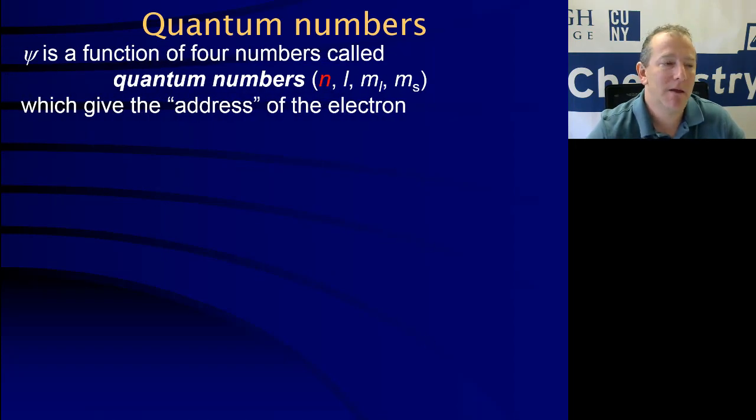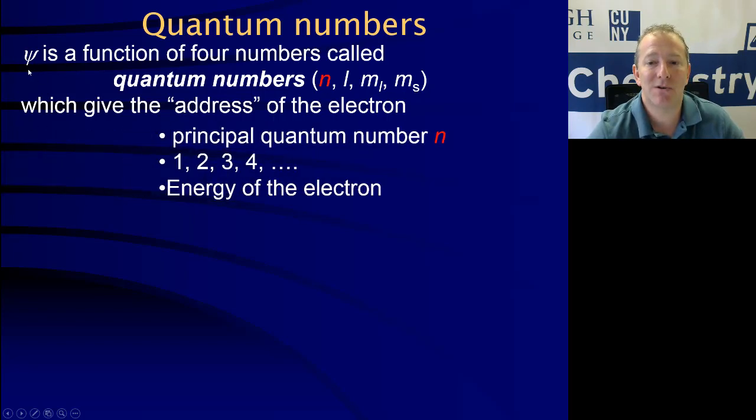So just a reminder, psi, the wave function, is a function of four numbers. The four quantum numbers provide solutions which give us psi squared, regions of space where the electron probably is. And the four quantum numbers are n, l, m_l, and m_s, as I told you last time. They give the address or the seat of the electron.